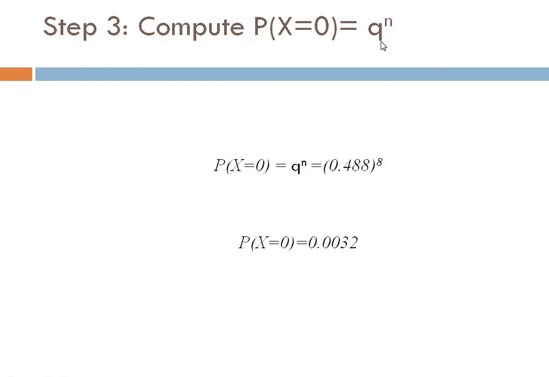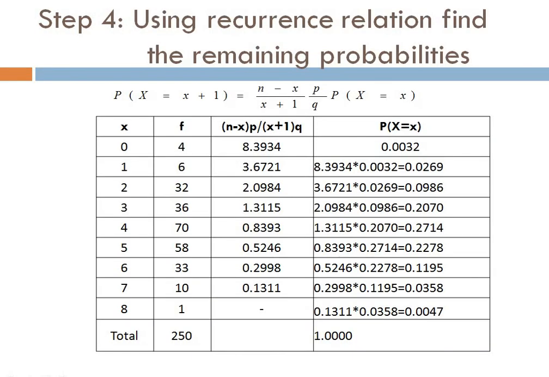Step 3. Compute probability of x equal to 0. Now we know the values of q and n. Substitute those values and after simplification we get probability of x equal to 0 is 0.0032. Step 4. Using recurrence relation, find the remaining probabilities.